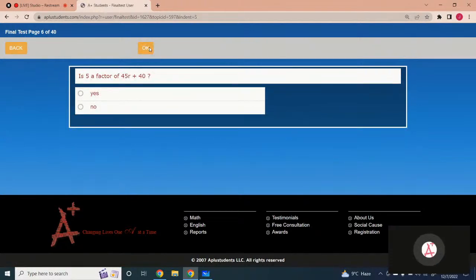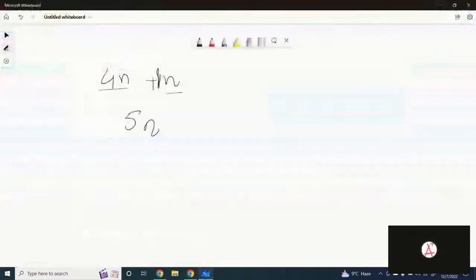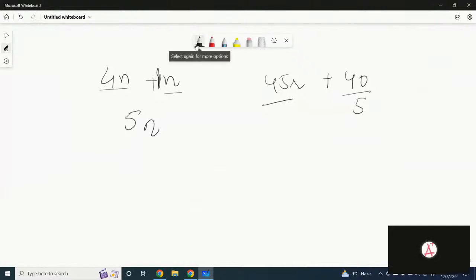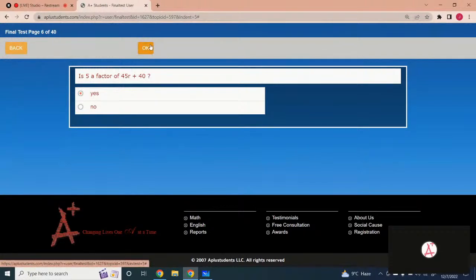Okay, is 5 a factor of 45r plus 40? Yes or no? Basically, you need to see if 5 can divide both the coefficients. Just divide both the coefficients by 5, not 9. Yes, the answer is yes, because 5 times 9 is 45 and 5 times 8 is 40. Both the numbers are divisible by 5. The answer is yes. Very good. So just select the correct option and click on the OK button.